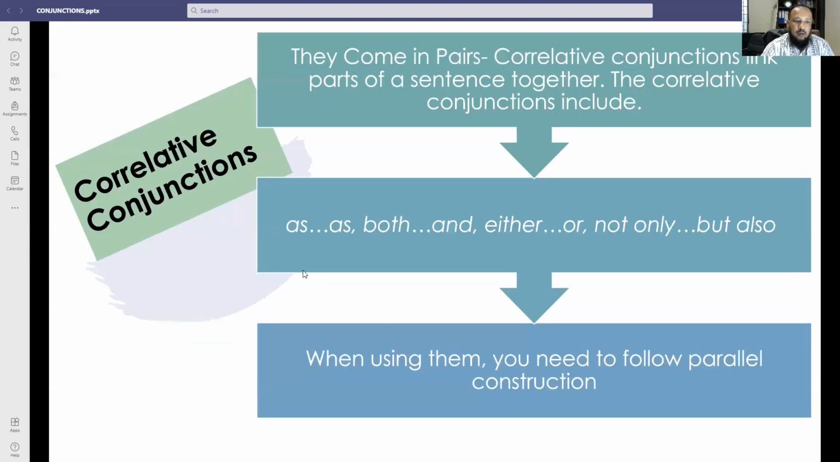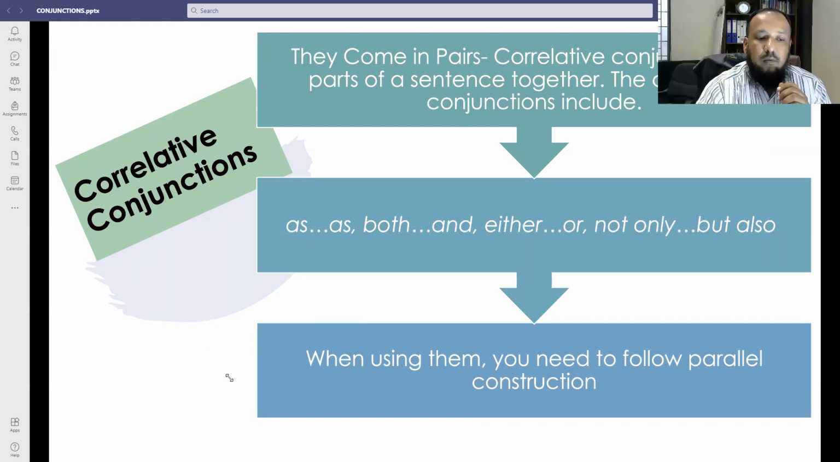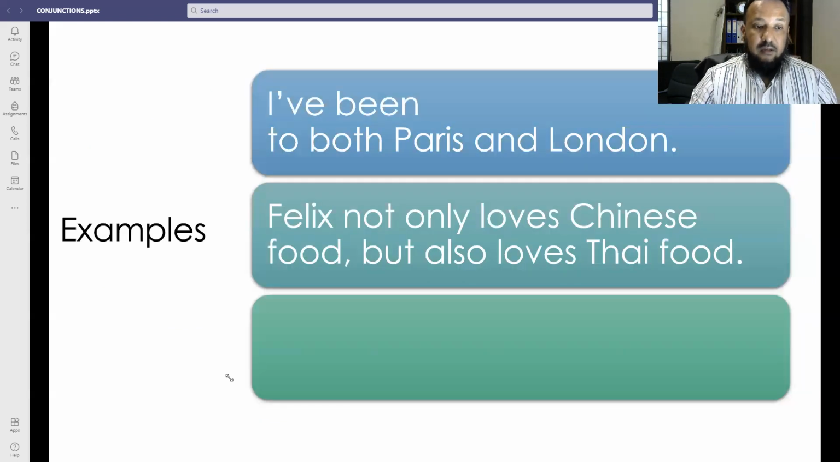And then correlative conjunctions. They come in pairs. Correlative conjunctions link parts of a sentence together. The correlative conjunctions include as...as, both...and, either...or, not only...but also. When using them, you need to follow parallel construction. Parallel means if you see the railway tracks, they move in a parallel way, one this way, second that way. So they go in the same direction, but in parallel. Same is the case with the correlative conjunctions. We have many examples regarding that.